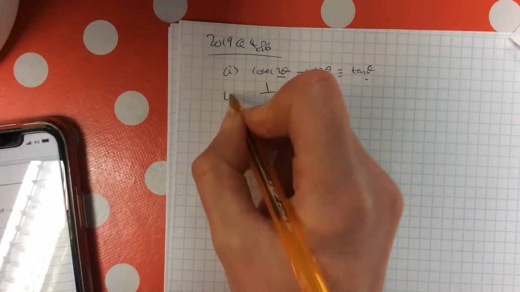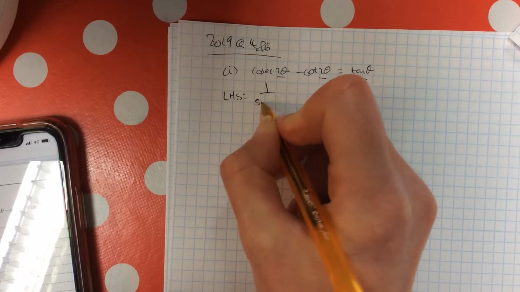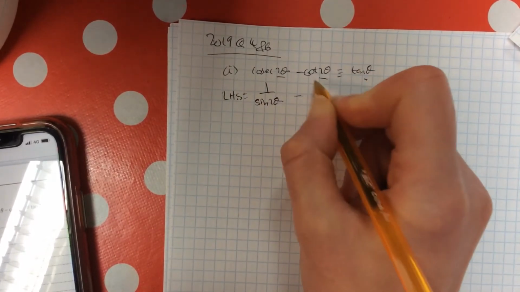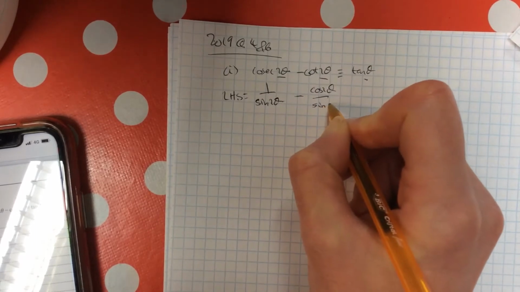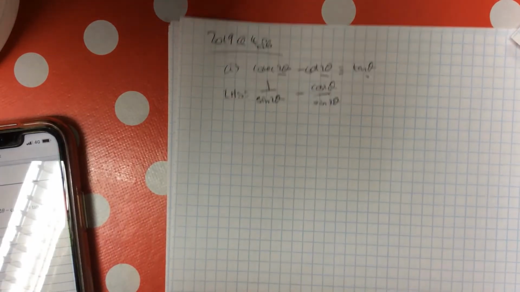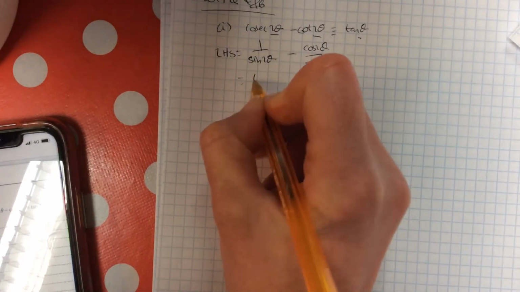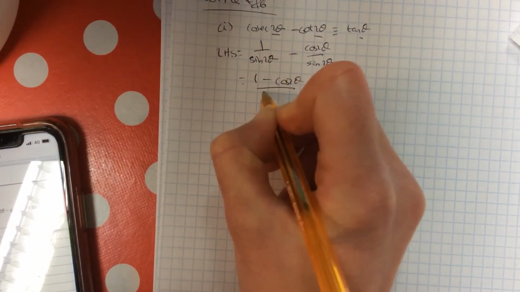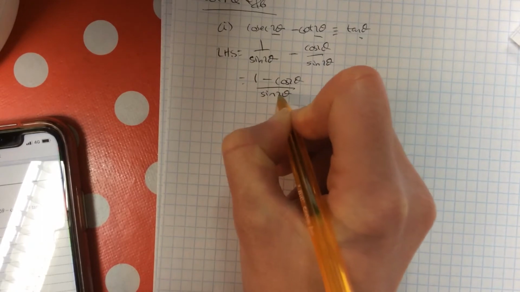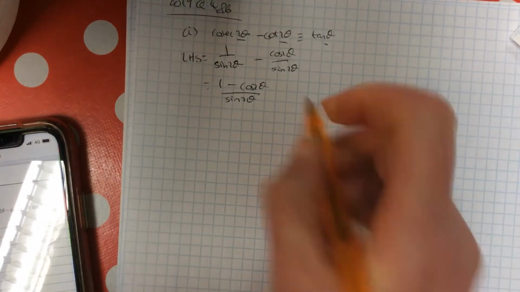I would start off with the left-hand side, and write this as 1 over sine 2 theta minus cos 2 theta over sine 2 theta. The bottoms are the same, so you can just subtract the tops: 1 minus cos 2 theta over sine 2 theta. Now I'm going to deal with the double angles.